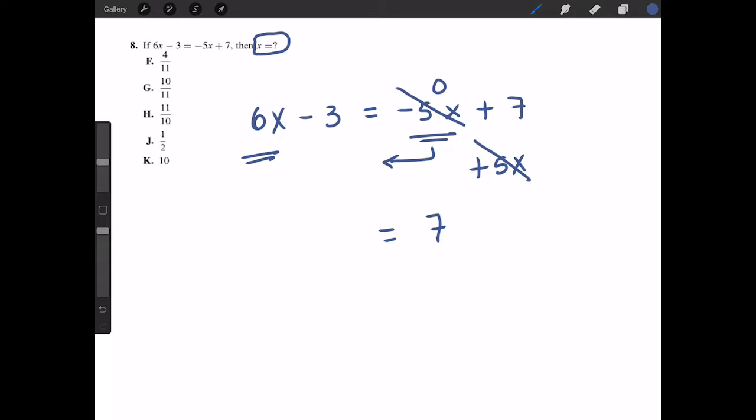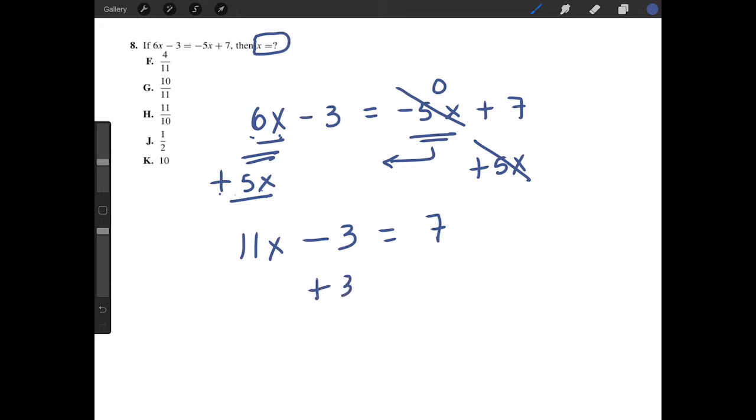But remember, scale balance. If I added 5x to the right side, I better add 5x to the left side as well. And so what happens when you do 6x minus 3 plus 5x? Well, you can combine like terms, the 6x with a 5x. 6 apples plus 5 apples, or 6x plus 5x is equal to 11x, 11 apples. Then you still have a subtracting 3.